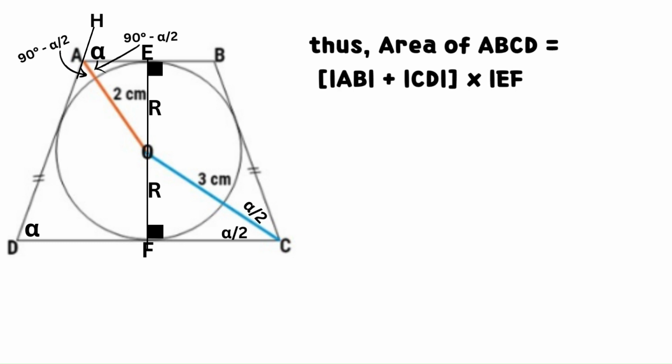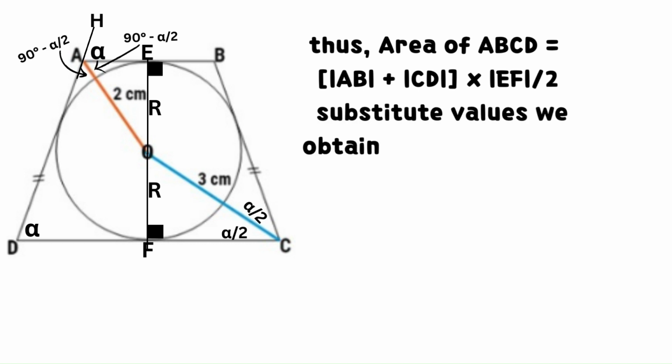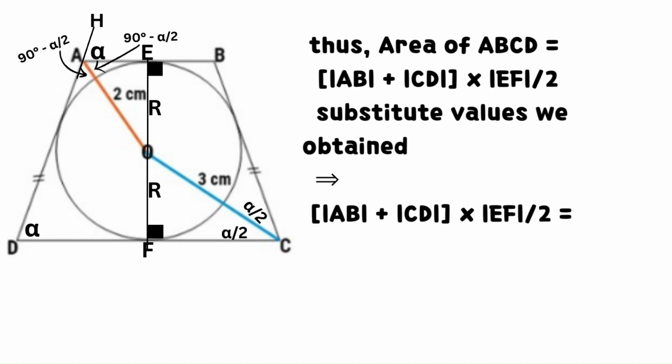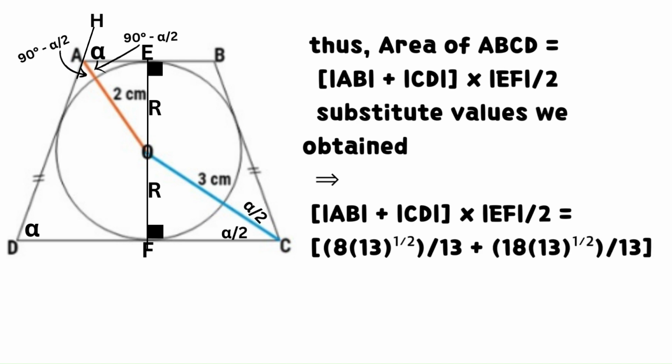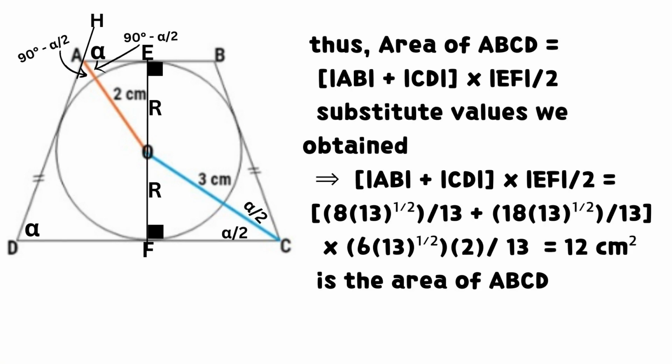Thus, area of ABCD equals the product of the sum of AB and CD and half of EF. Substitute values, and we obtain that the product of the sum of AB and CD and half of EF equals 12 square centimeters after simplification. Therefore, the required area of ABCD equals 12 square centimeters.